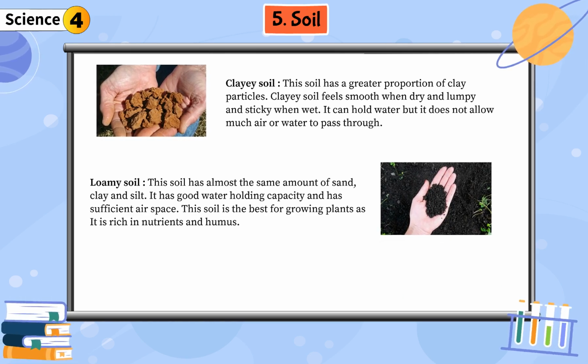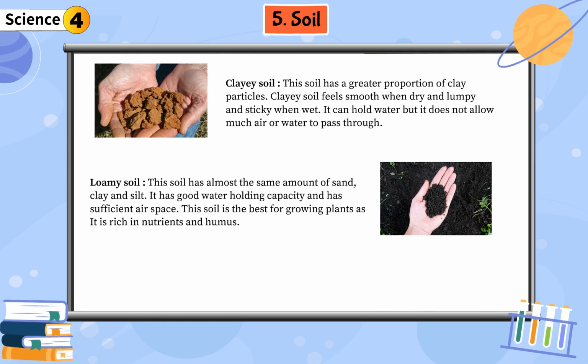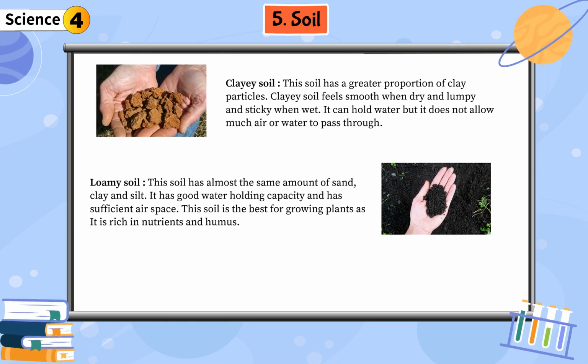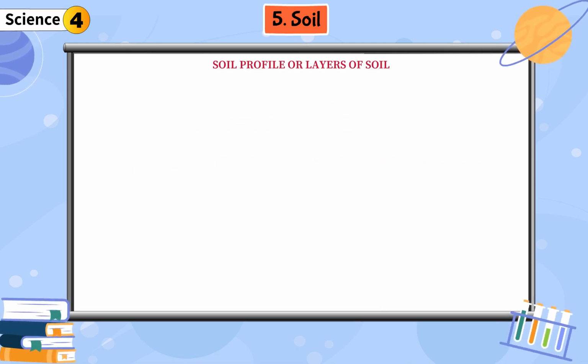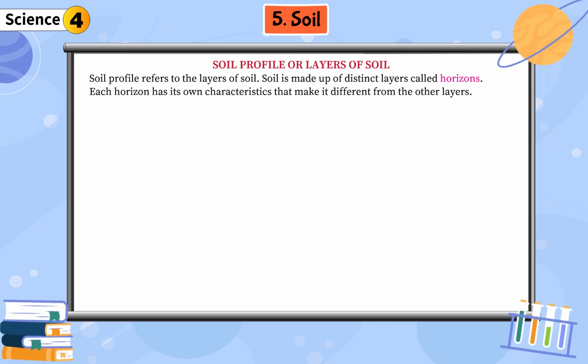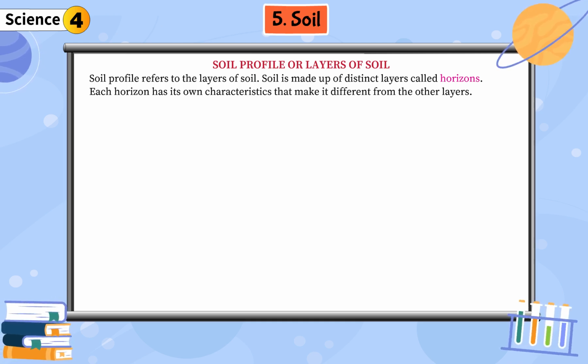Loamy soil: this soil has almost the same amount of sand, clay and silt. It has good water holding capacity and has sufficient air space. This soil is the best for growing plants as it is rich in nutrients and humus. Soil profile or layers of soil. Soil profile refers to the layers of soil. Soil is made up of distinct layers called horizons. Each horizon has its own characteristics that make it different from the other layers.